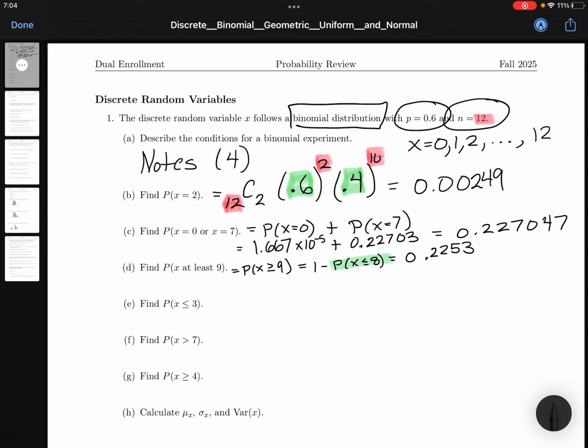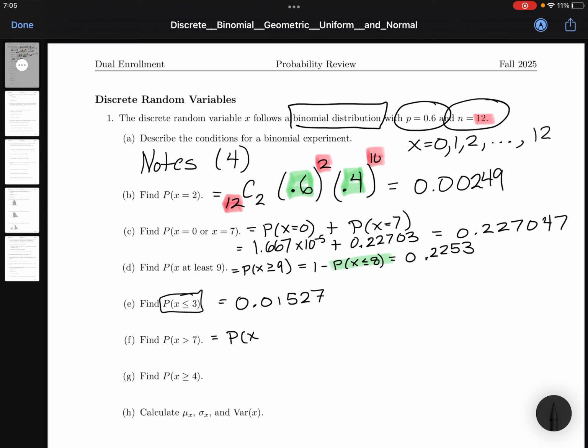Probability x is less than or equal to 3. That's just your cumulative distribution function. That should be 0.01527. Not very likely.